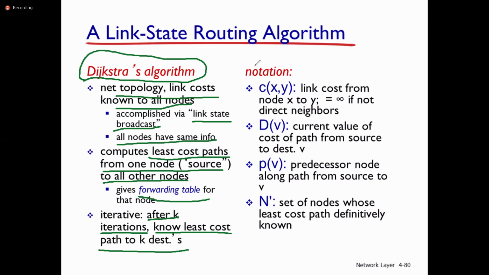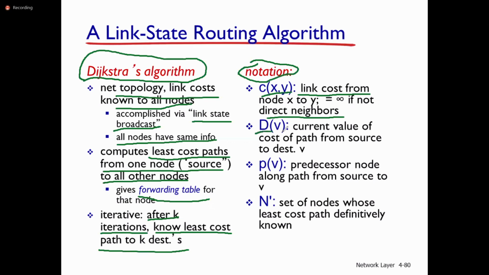These are some notations we need to keep in mind. C of x comma y is the link cost from node x to node y. The cost from x to y is infinite if x and y are not direct neighbors; otherwise, we mention the actual cost from x to y. This is the thing you need to keep in mind.